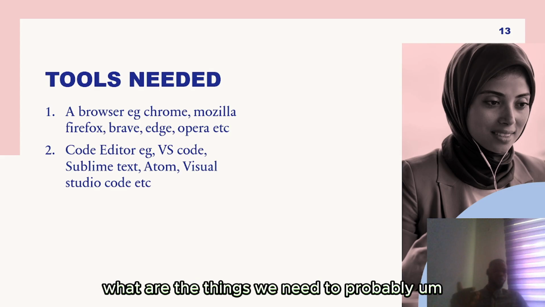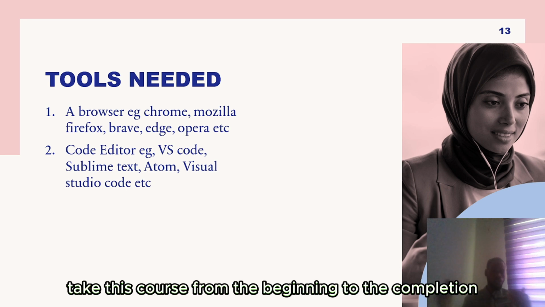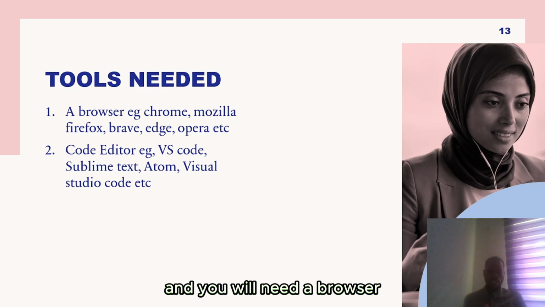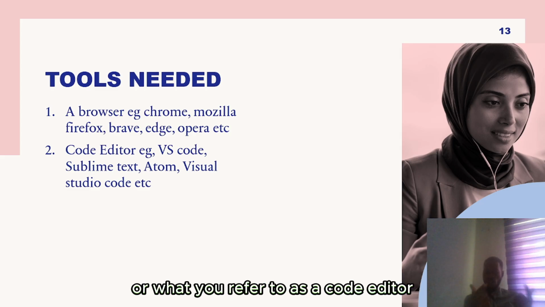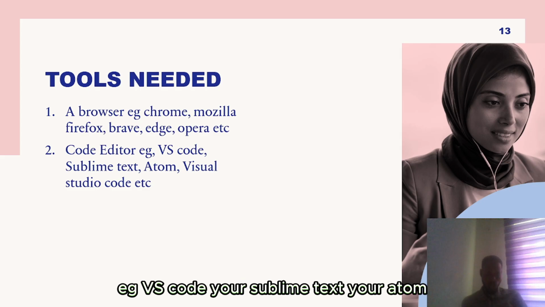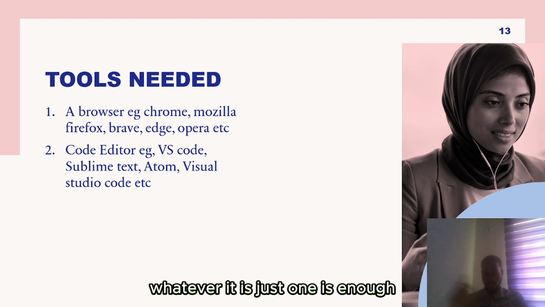And what are the things we will need as far as this course is concerned, to effectively take this course from the beginning to the completion? You will need a browser, either Chrome or Mozilla Firefox or Brave or Edge or Explorer, any one of your choice. Do I need to download all of them? No, just one is enough. And of course, you need an IDE, integrated development environment, or what you refer to as a code editor, e.g., VS Code, Sublime Text, Atom, Microsoft Visual Studio Code, or even Notepad. Whatever it is, just one is enough. So these are the things you need as far as this course is concerned.